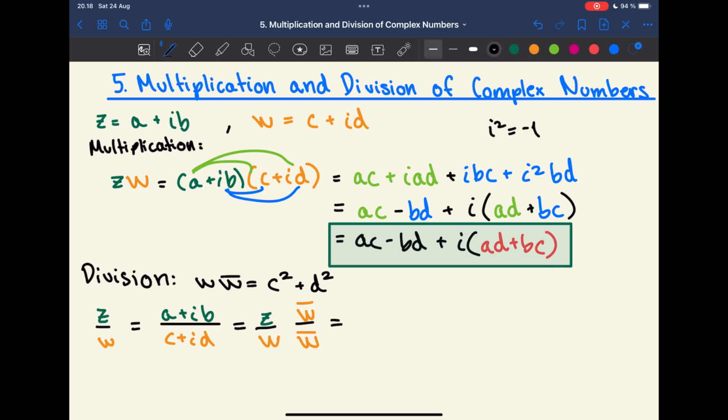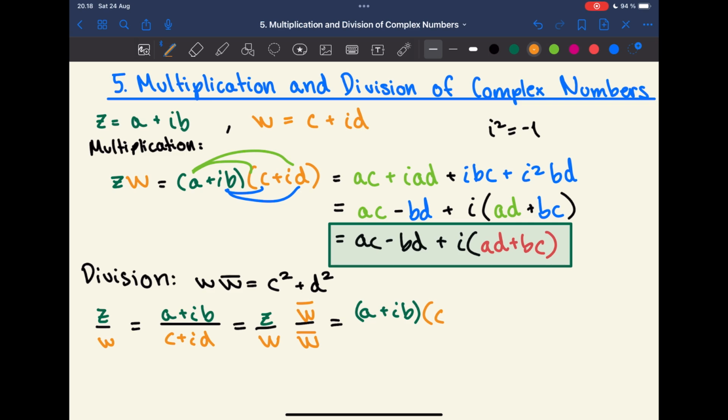But now we can use our trick, because down here in the denominator, we have w multiplied by its complex conjugate. So we can simply write that as c squared plus d squared. So let's go ahead and do that. And at the same time, I'm going to write c and w out. So we have a plus ib, that's c. And up here, we're going to multiply by the complex conjugate of w, and that's going to be c minus id.